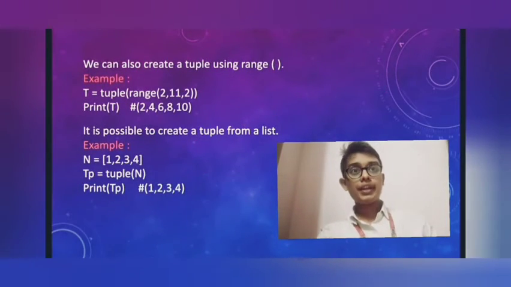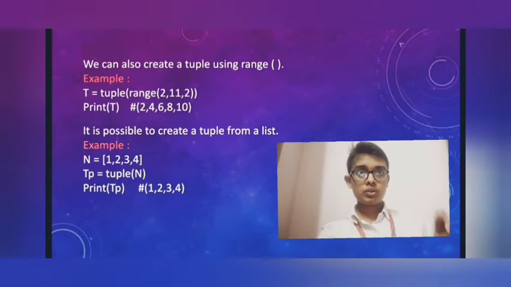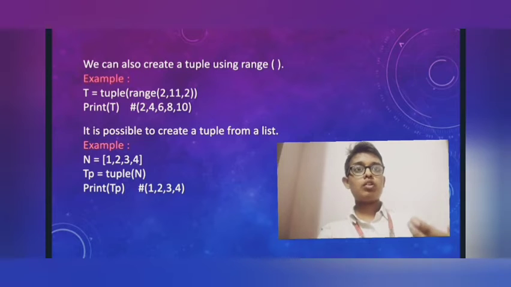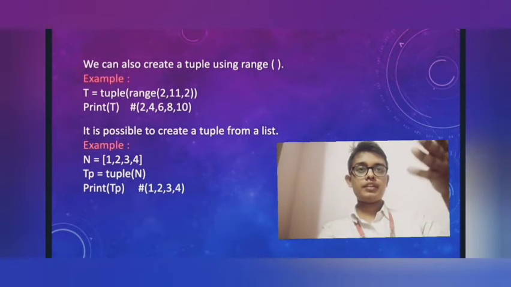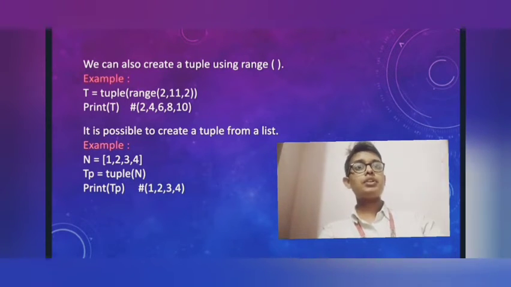We can also create a tuple using the range function. Let us consider the given example. T is equal to tuple of range of 2 comma 11 comma 2. Print T. It will print the output as 2, 4, 6, 8, 10. In this, the range is 2 comma 11, where the range starts from 2 and ends before 11, and the step count is 2.